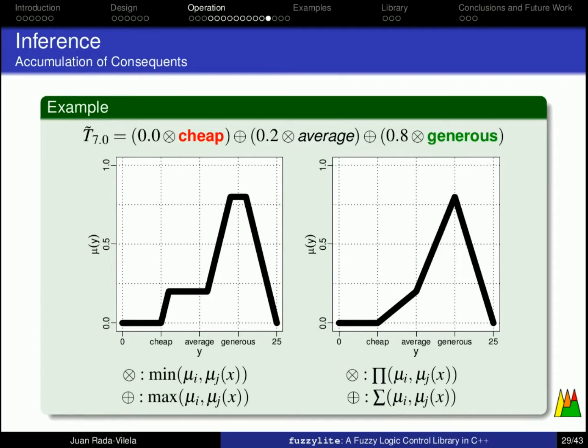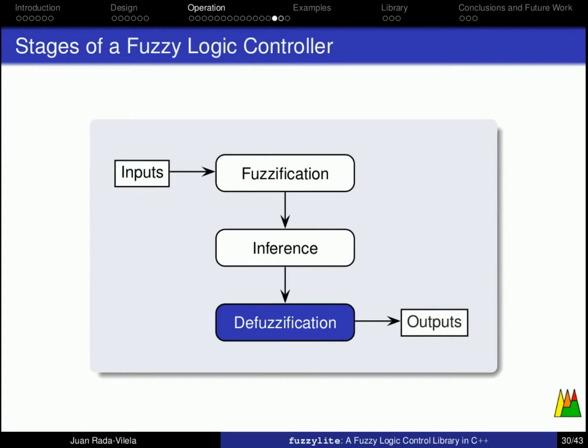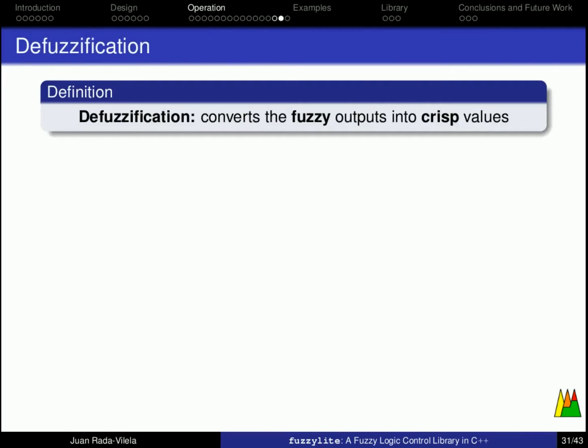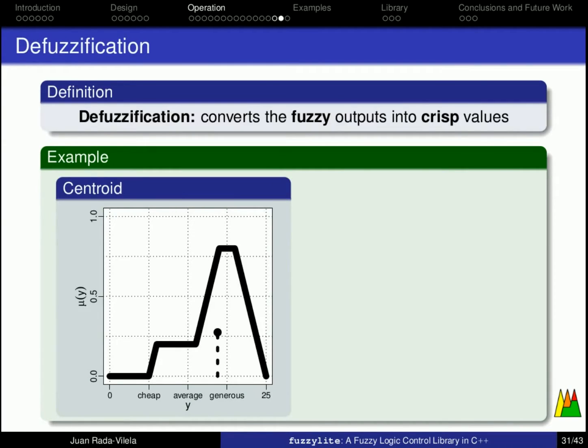This is the end of the inference stage, and now the question is, what do we do with these shapes, which are actually fuzzy numbers? How do we make sense out of them? And the answer to that lies in the defuzzification stage. The defuzzification stage converts fuzzy outputs into crisp values, and a typical example is a centroid, which integrates over the fuzzy number, computes the centroid, and returns the x coordinate of the centroid.